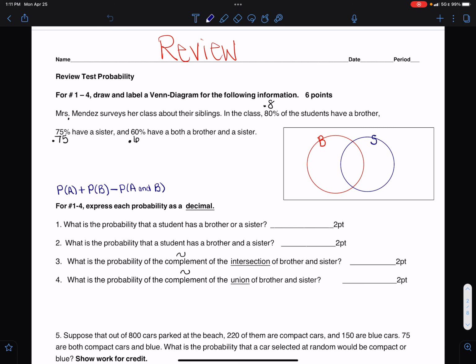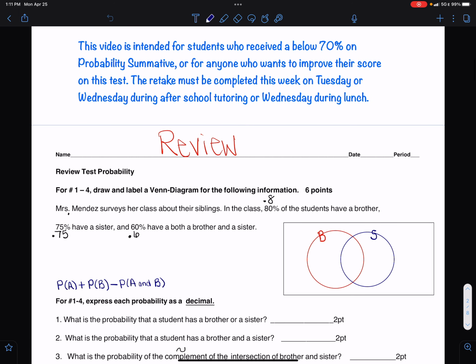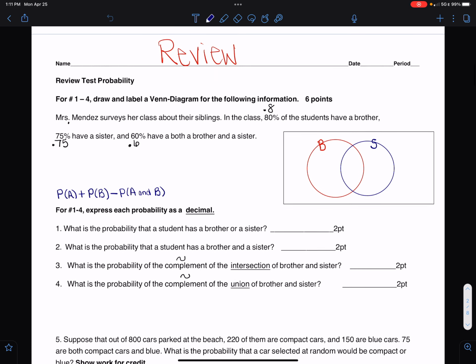Now remember, if you're completing this review, it is because you scored a 70% or below on the last summative, and you want to do this to retake that summative. If you're retaking it, you need to retake it after school on Tuesday or Wednesday, or during lunch on Wednesday. Those are my only opportunities for retake. Right, so let's get started.